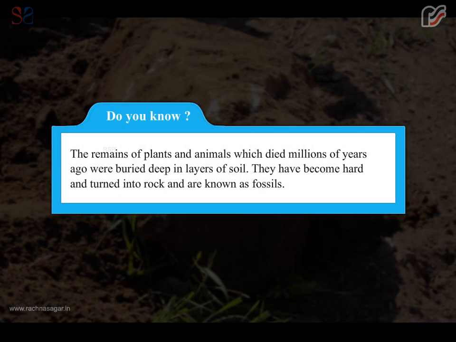Do you know? The remains of plants and animals which died millions of years ago were buried deep in layers of soil. They have become hard and turned into rock and are known as fossils.